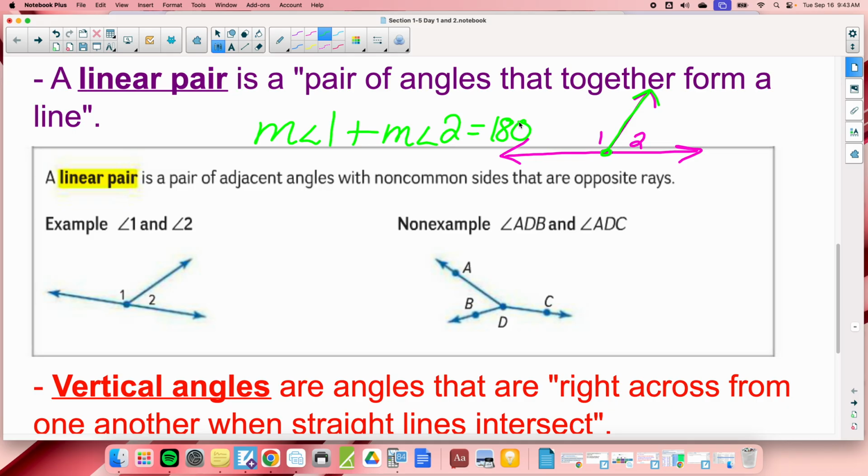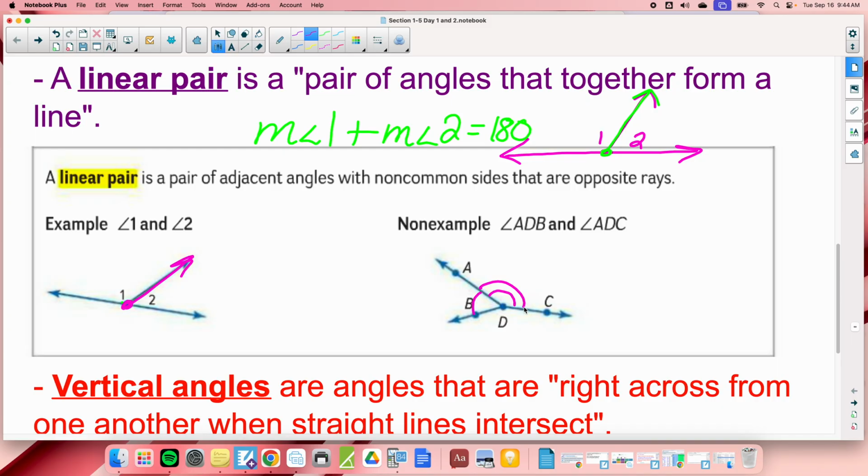So here they're showing us an example of angle 1 and 2. And notice that they share this vertex as well as that side. So 1 and 2 are adjacent, or I'm sorry. And they form a straight line, so that makes them a linear pair, okay? This one is talking about angle ADB, which is this angle, and angle ADC, which is this angle. Are those two adjacent?